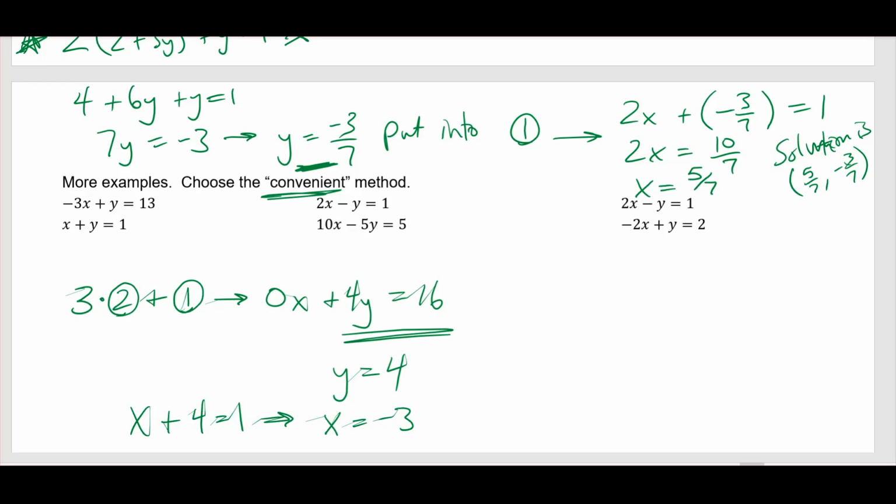Boy, that's ugly. Negative 3, comma 4. Okay, so there's our solution there. And we did that with elimination.